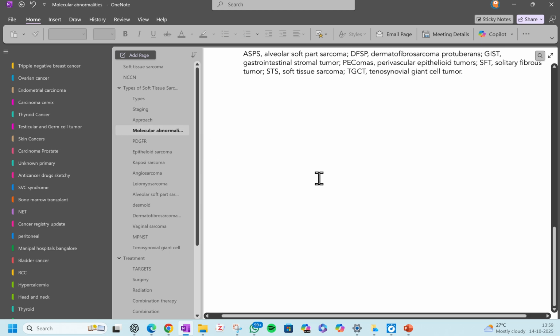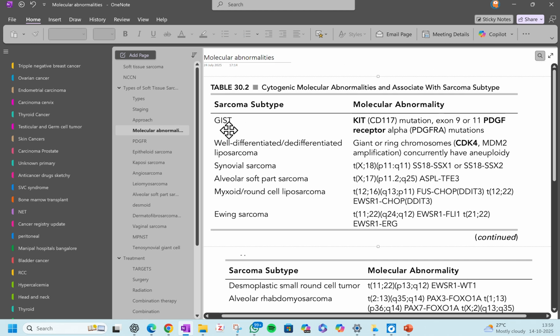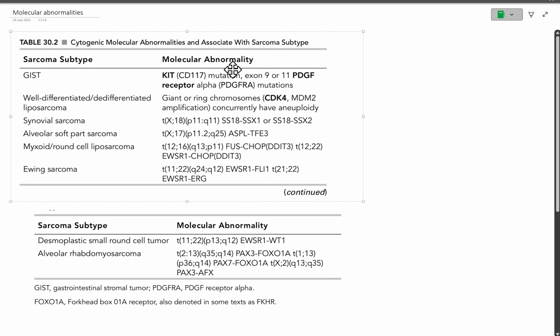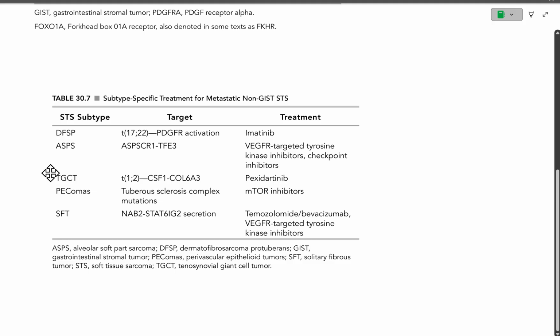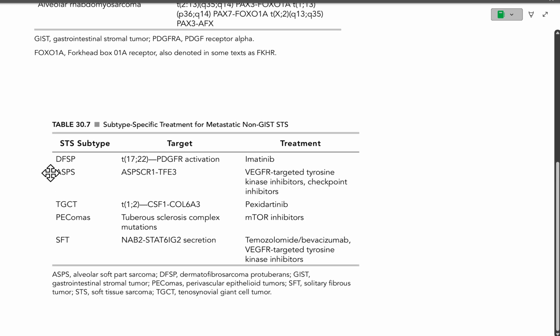Though a lot of these have very peculiar molecular abnormalities such as KIT, these are the most treatable soft tissue sarcomas. Then the well differentiated and dedifferentiated, they have giant ring chromosomes, CDK4, MDM2, synovial sarcomas, alveolar soft part, myxoid, Ewing's, desmoplastic, alveolar rhabdo. So just have this overview.